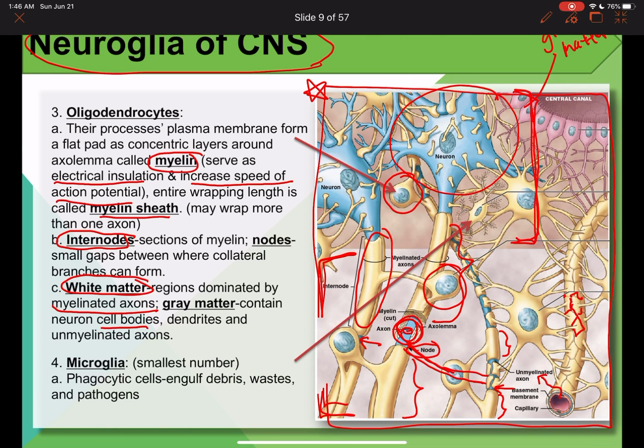Okay, and hence microglia is the last type of neuroglia within the central nervous system, and they make up the smallest population of the neuroglia, but that doesn't mean they're insignificant. They are our defense cell for the central nervous system. They're phagocytic, which means they can engulf debris, waste, pathogens. So this right here is a good example of a microglia cell, and they can roam around and look for things and engulf things if they happen to see a pathogen within the central nervous system.